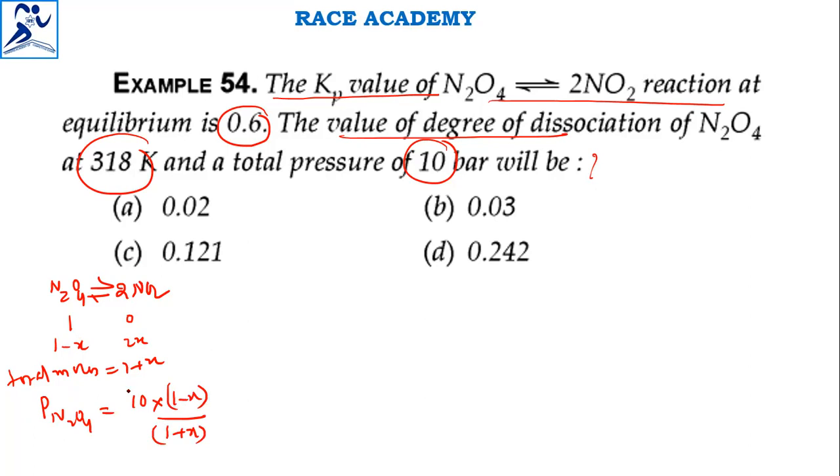Okay, because the total pressure given in the question is 10 bar. Using the law of chemical equilibrium, we will write the Kp value, that is Kp equals the partial pressure of NO2 to the power 2 divided by the partial pressure of N2O4. The partial pressure of NO2, from the equation, is 2x by 1 plus x.